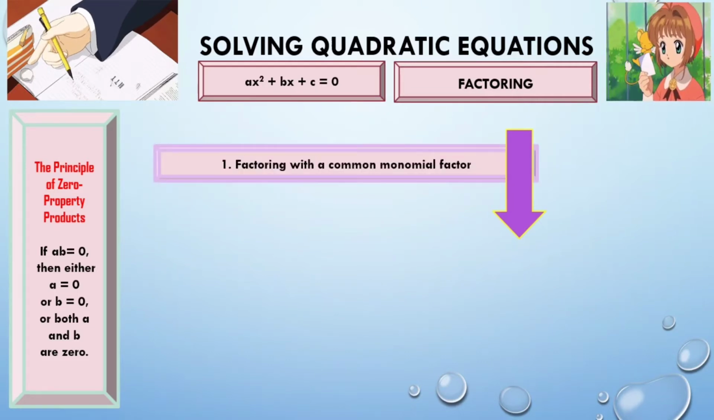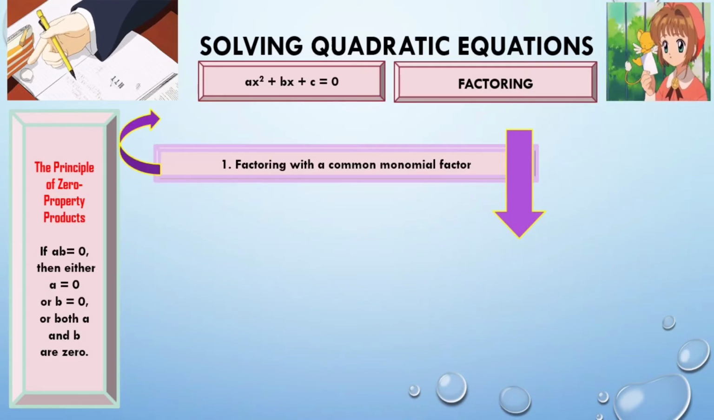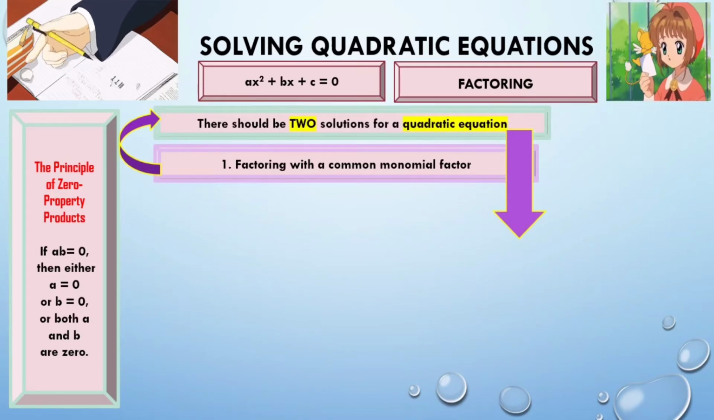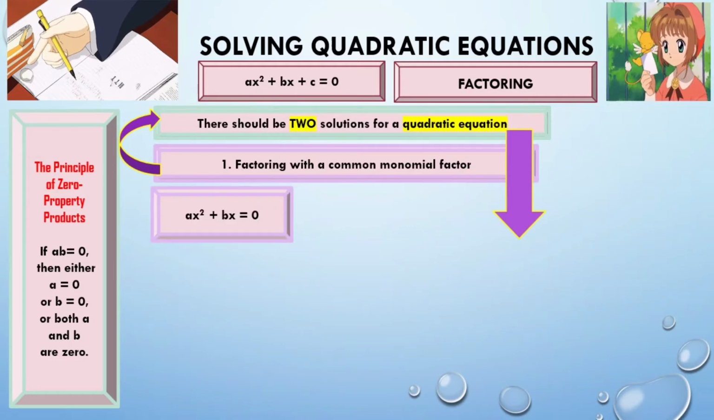So let us now factor with a common monomial factor. Remember that there should be two solutions for a quadratic equation. So we always have to look for two solutions. Some other terms are two factors or two roots. So those are the terms used in mathematics. So let us have an example.